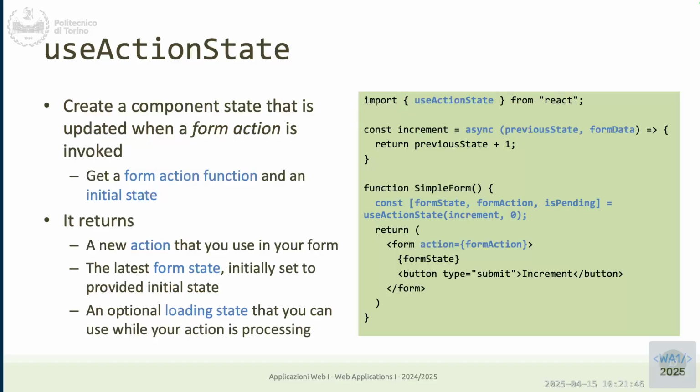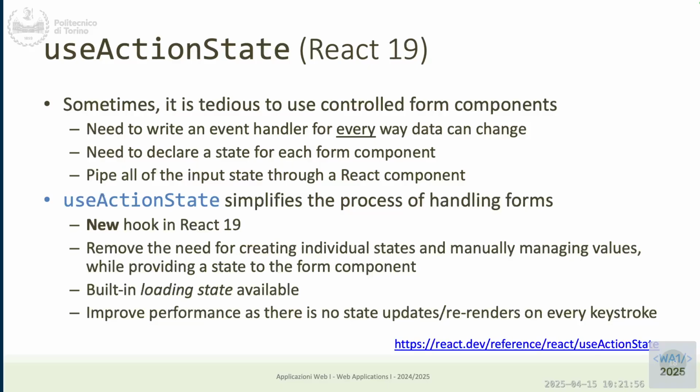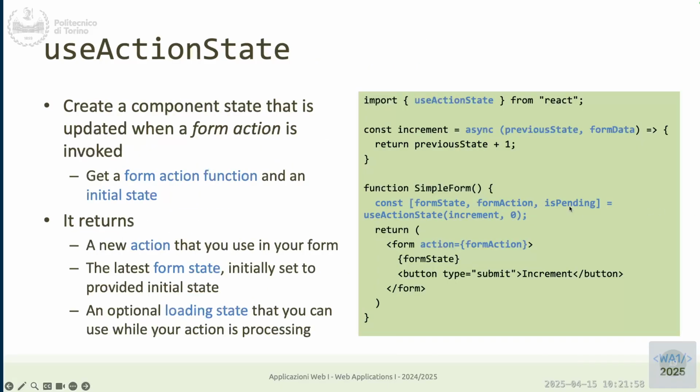Maybe while the submission is pending, we need to disable the user interface. We don't want the user to click many times on the same button because the operation is ongoing. Okay, and all of this is automated because this pending value becomes true when the operation is in progress and becomes false again when the operation is completed. And it will help us a lot in handling actually the user interface.